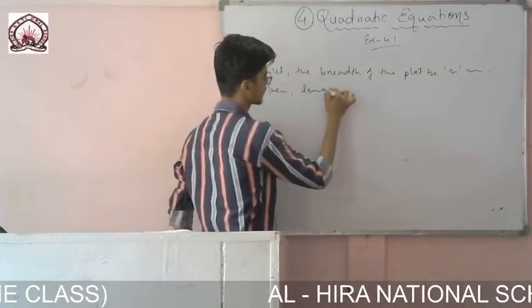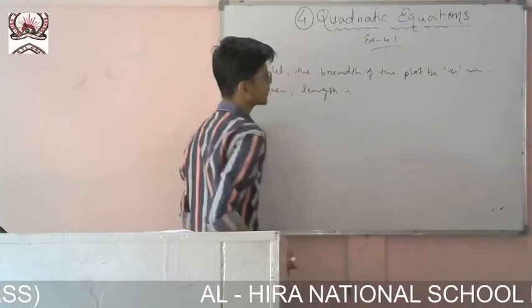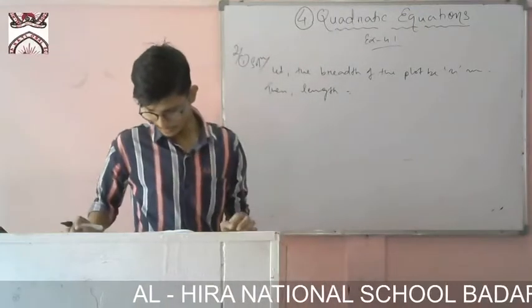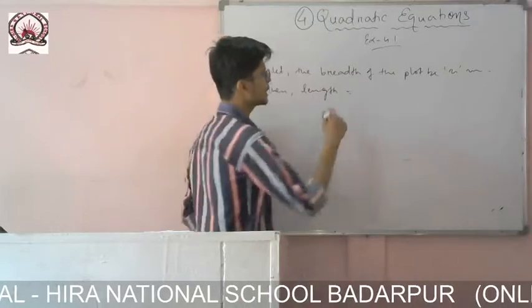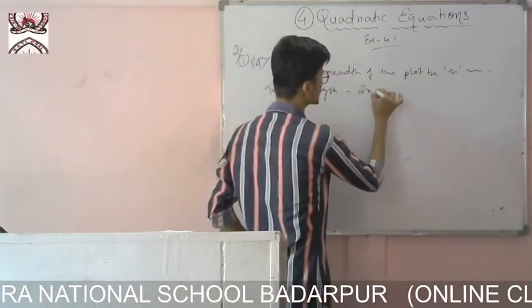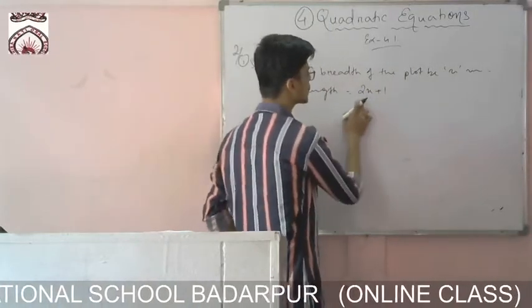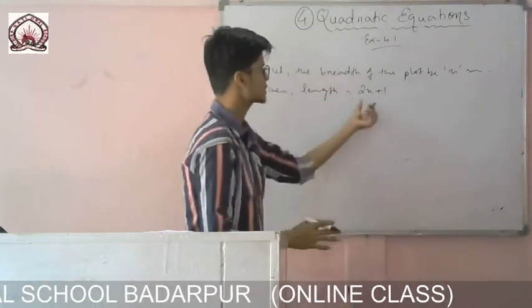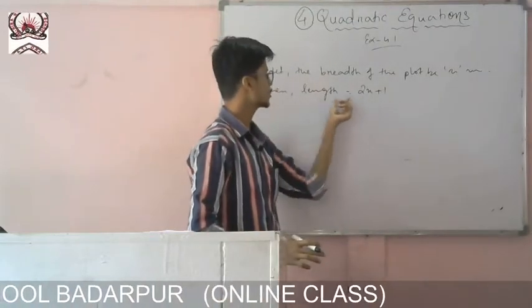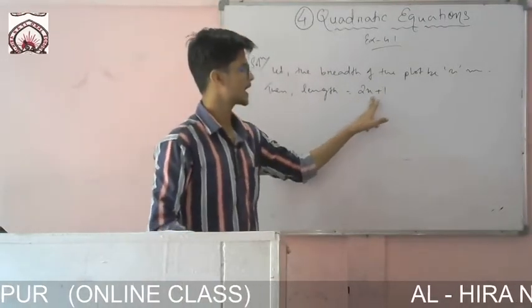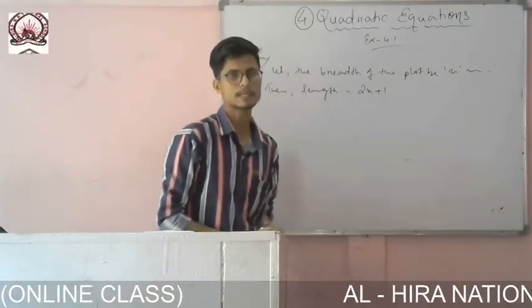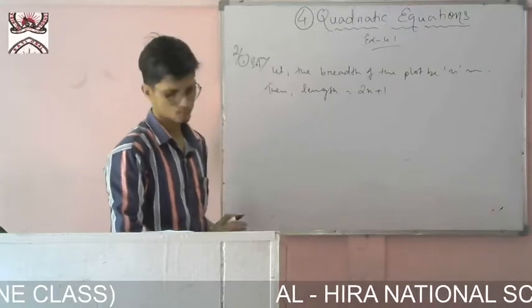Then the length will be equal to, it is given, one more than twice its breadth. So this is the equation for length: twice x plus 1, two times the breadth plus 1. One more than twice its breadth.